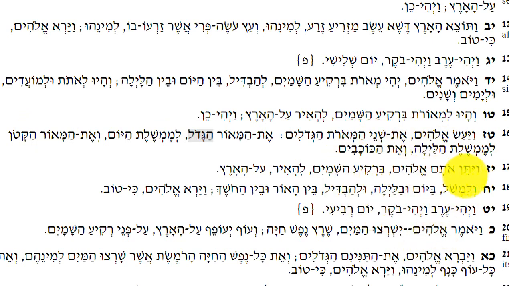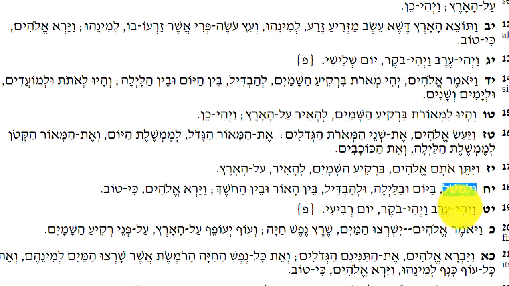Ve'yiten otam Elohim, and God gave. Yiten is like noten, which is to give. Rakia hashemayim l'ha'er al ha'aretz. Rakia we've had, hashemayim we've had, l'ha'er we've had. Al is on, and ha'aretz is land or earth.